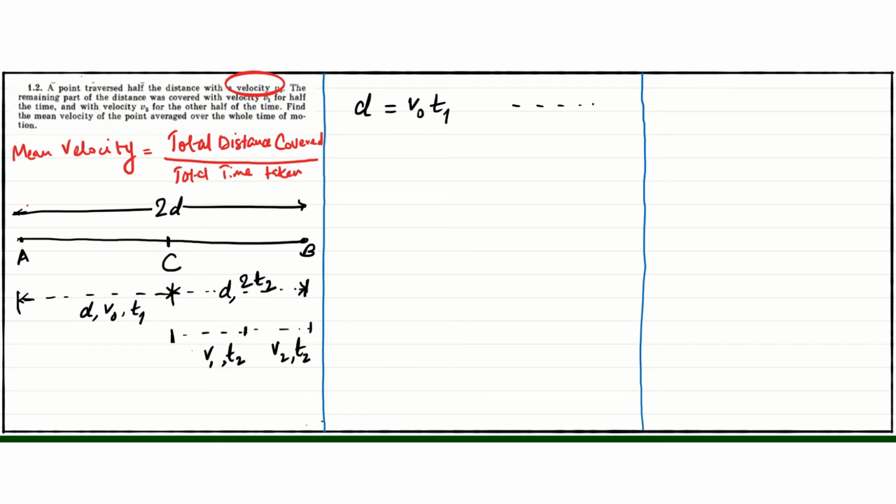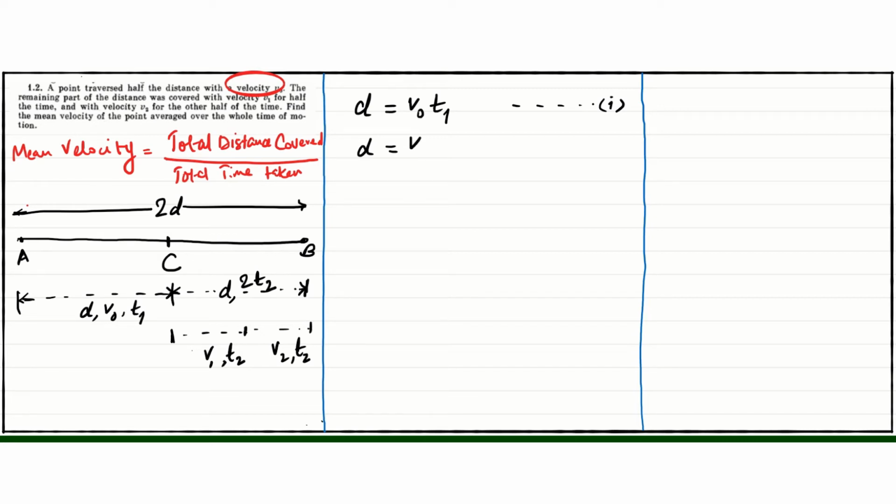So let's call this our equation 1. Let's look at the second part of the journey, which is the journey from C to B. The total distance covered is d again, and it is equal to the two parts of this journey, which is the distance covered in the first time interval t2 and the second time interval t2 is the other part.